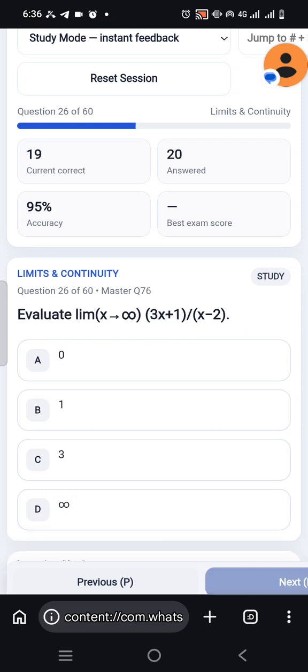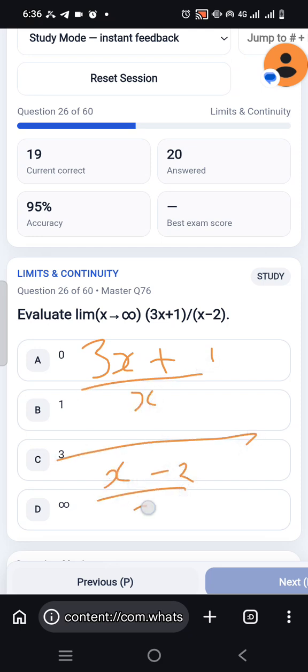So x tends to infinity of this one. When you see any question on x tends to infinity, that is the normal way of solving it: by saying numerator and denominator divided by x, then x minus 2, you also divide by x. So this 3x divided by x will give me 3 minus 1 over x, all over x divided by x will give me 1 minus 2 all over x.